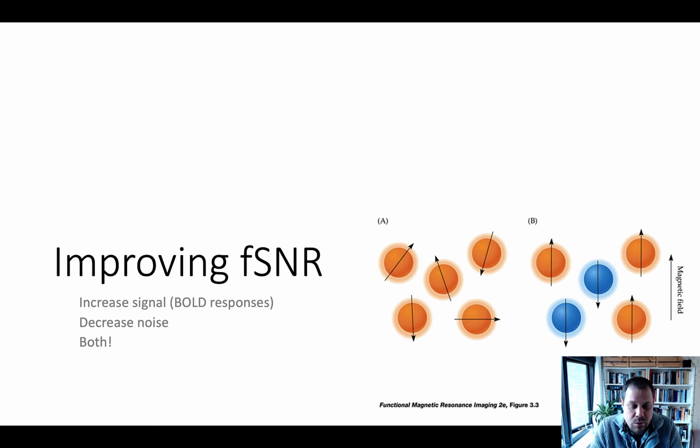Those sources of noise include system and thermal noise, non-task related cognitive and behavioral variability that we find in our participants, and movement and physiological noise. All of these sources negatively impact the functional signal-to-noise ratio.